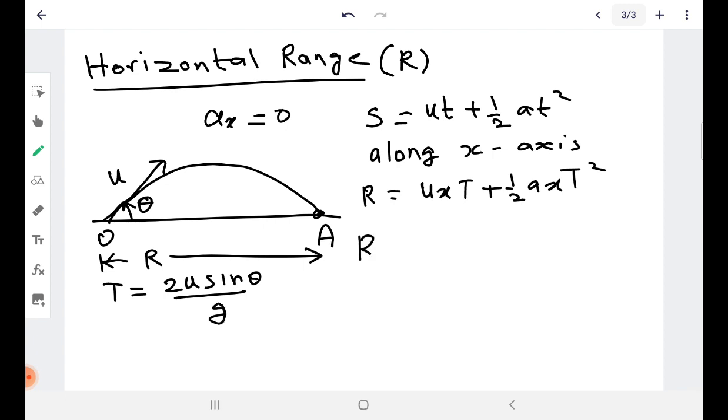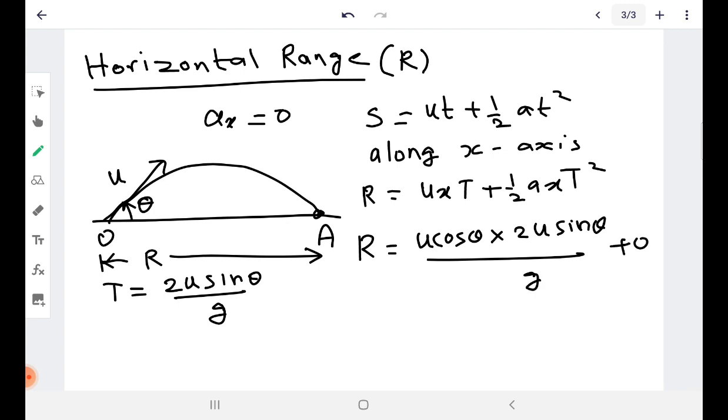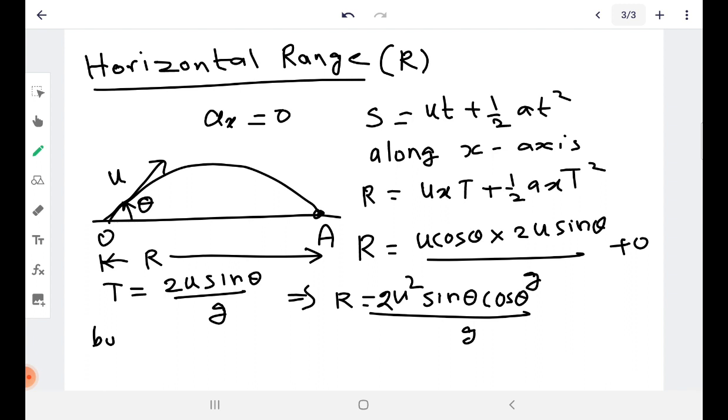So therefore the formula for range becomes r is equal to u cos theta into 2u sin theta by g plus 0. Now this becomes r is equal to 2u square sin theta cos theta by g. But we know that 2 sin theta cos theta is equal to sin 2 theta. Therefore, range becomes r is equal to u square into sin 2 theta by g. So this is the derivation for the horizontal range.